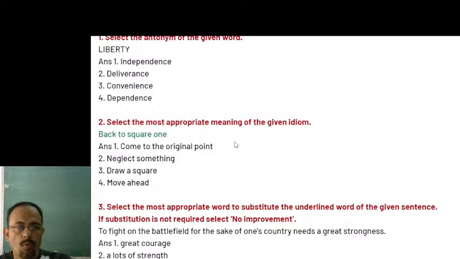Okay, so what is the antonym of liberty? Liberty, as you know, is all about freedom. It's all about having to do what you want. So we have to find out the opposite word of liberty. Is it independence, deliverance, convenience, or dependence? Which one do you think is the correct answer?